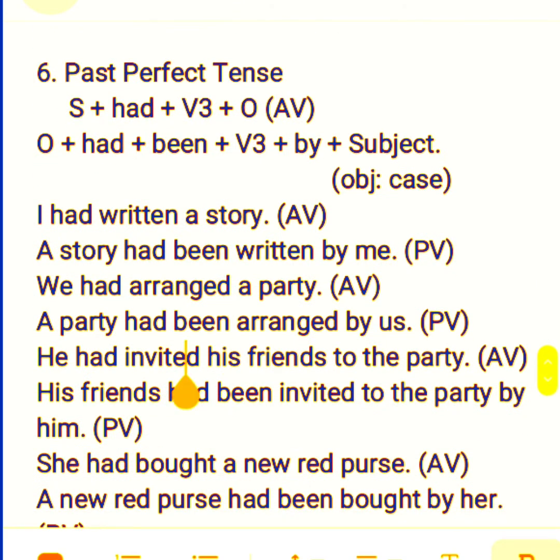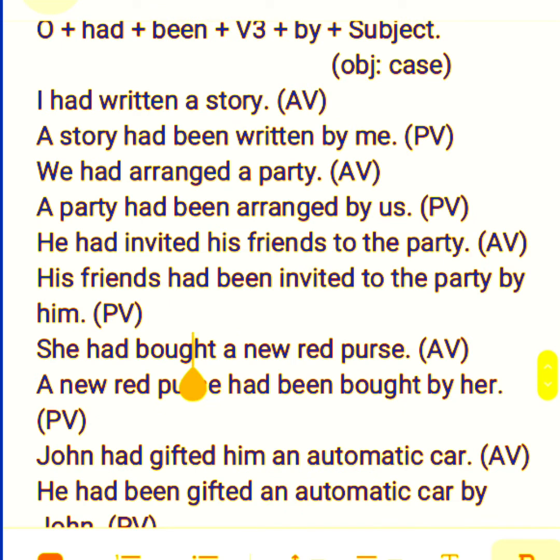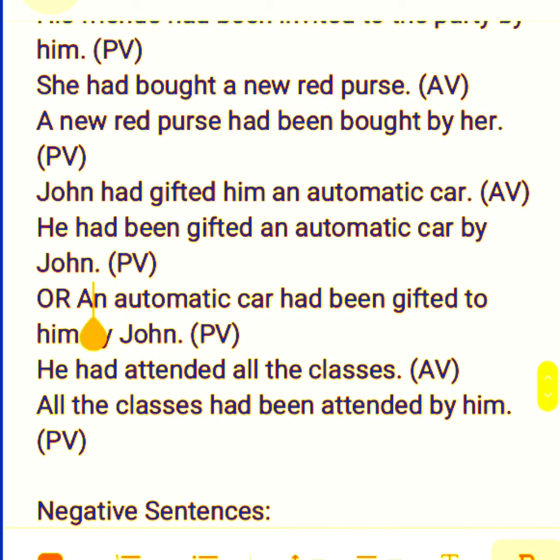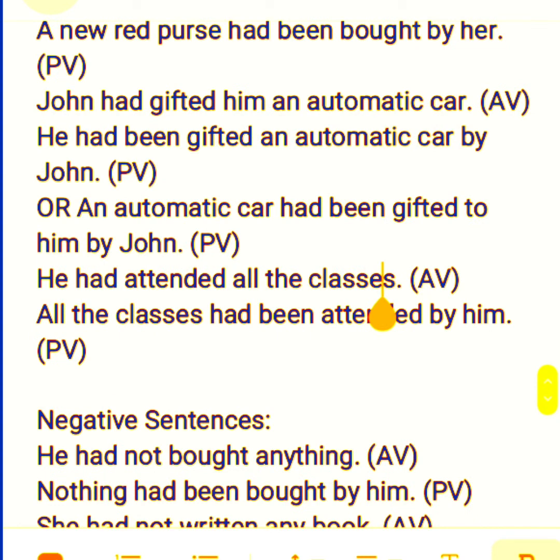He had invited his friends to the party. His friends had been invited to the party by him. She had bought a new red purse. A new red purse had been bought by her. John had gifted him an automatic car. He had been gifted an automatic car by John. Or we can say this way also, an automatic car had been gifted to him by John. He had attended all the classes. All the classes had been attended by him.